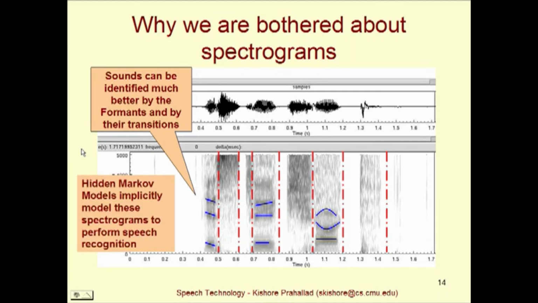Models like hidden Markov models implicitly model these spectrograms to perform speech recognition. Just keep this point in mind, that spectrograms are the basis for these statistical models to recognize. So what we are seeing here is being modeled by the HMMs implicitly when they get trained on speech.